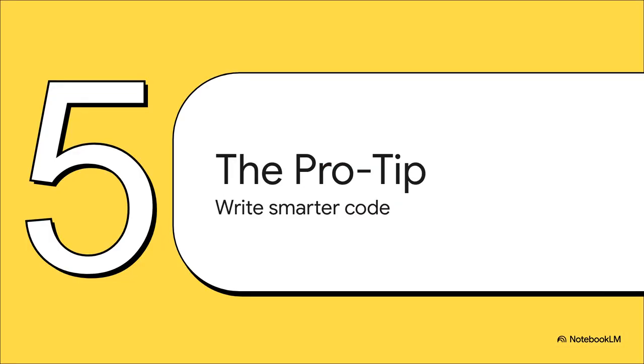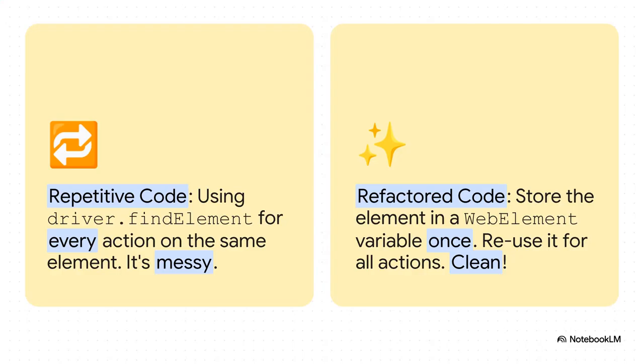Okay, awesome. Our script totally works. We're done, right? Well, kinda. It's functional, but we can make it better. Let's talk about a pro tip that really separates the good code from the great code. Okay, check this out. On the left, you see we're finding the element, then finding it again, and then finding it a third time to interact with it. It works, sure, but it's repetitive and inefficient.